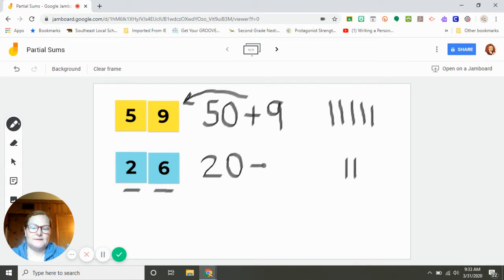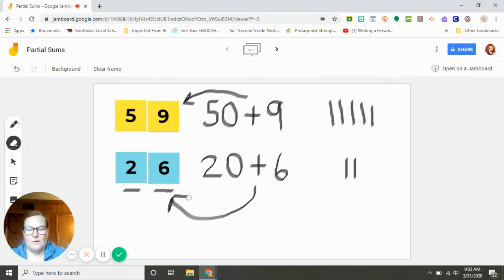And how much is the 6 worth? We're going to add them together. The 6 is worth 6 because it's in the ones place, 6 ones. And if you add 20 plus 6, you should get the original number. And that's 26. All right, you guys are doing great.